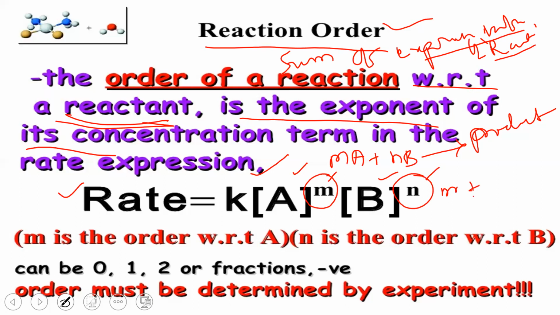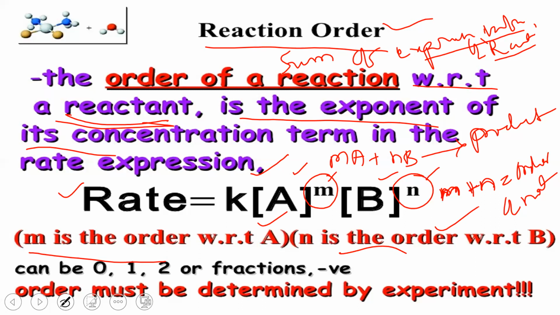That means m plus n. These are the powers of the reactants, so that is why we write m plus n. This is known as the order of the reaction. That means m is the order with respect to A, and n is the order with respect to B. So like this, we define the order of the reaction.